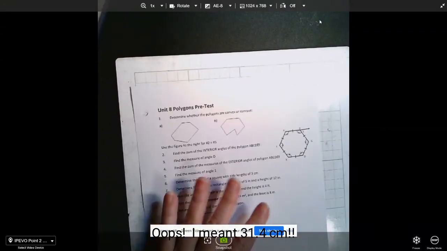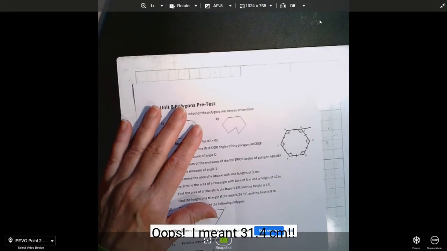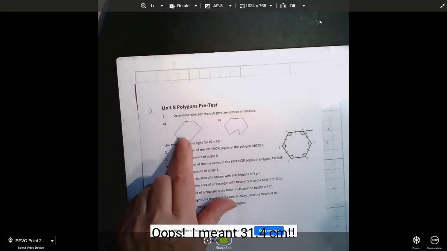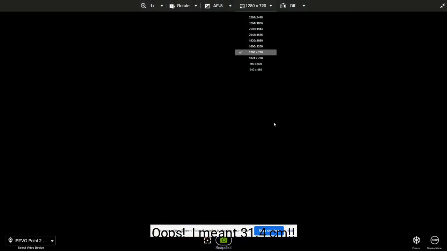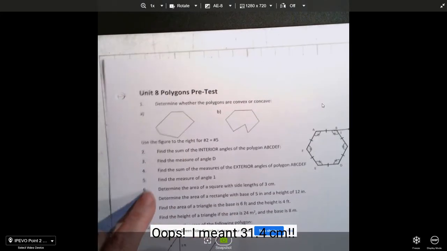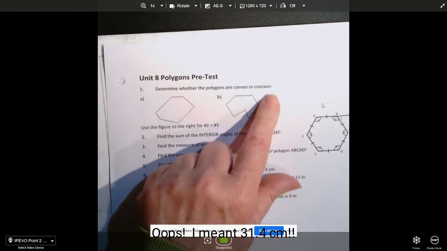Right, so I want to go over the questions on the pretest, and I'll go through those and see if you understood how to do them. So the very first question, let me make this a little bigger. There we go. So the very first question says, determine whether the polygons are convex or concave.